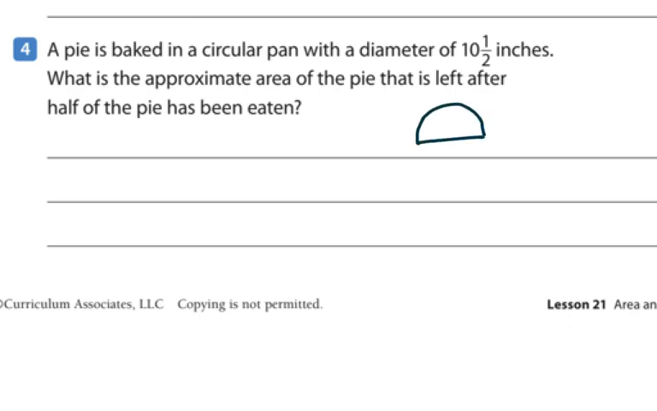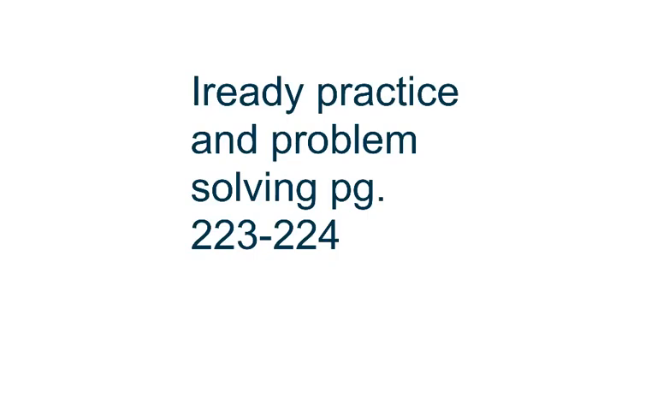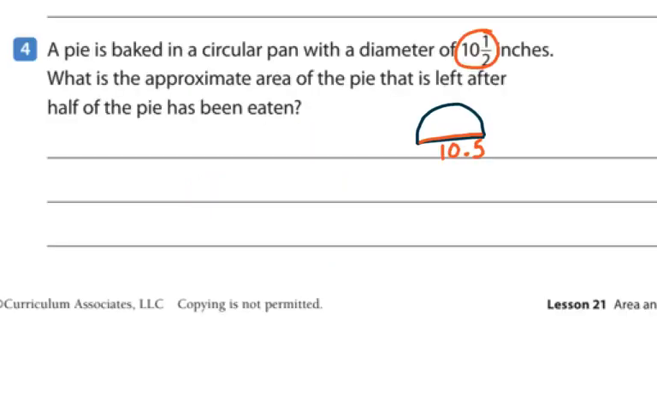and the diameter, it tells us, is 10.5, and I'm going to use 0.5. The reason is this curriculum allows us to use a calculator, and it's easier to put that half in as 0.5 rather than as the fraction 1/2. So it wants the approximate area of the pie that's left after half is eaten.